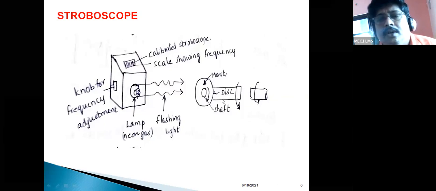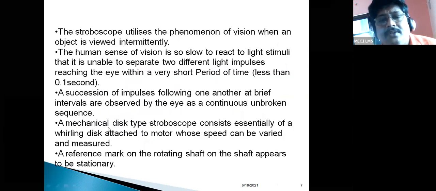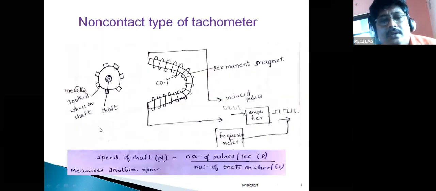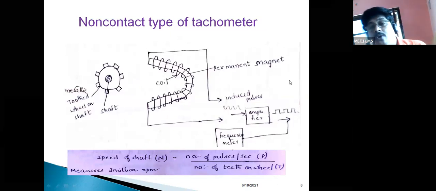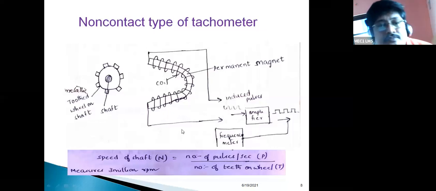The next we'll go for non-contact type of sensors. Non-contact type of tachometer. This is the explanation for this one, right? And then this non-contact type of tachometer. This stroboscope is also a non-contact type of tachometer, right?